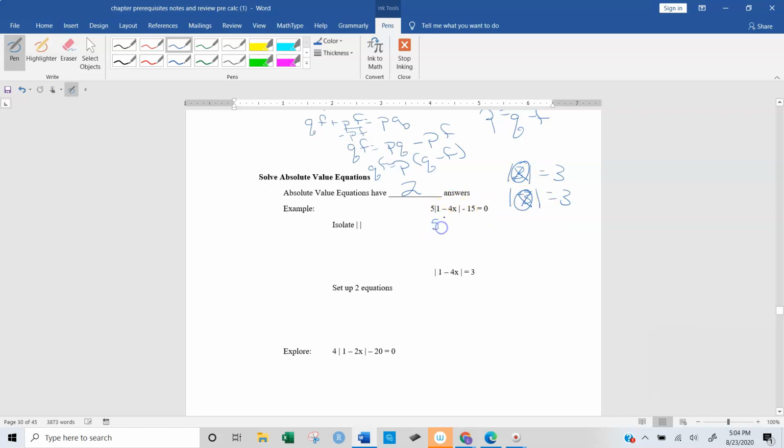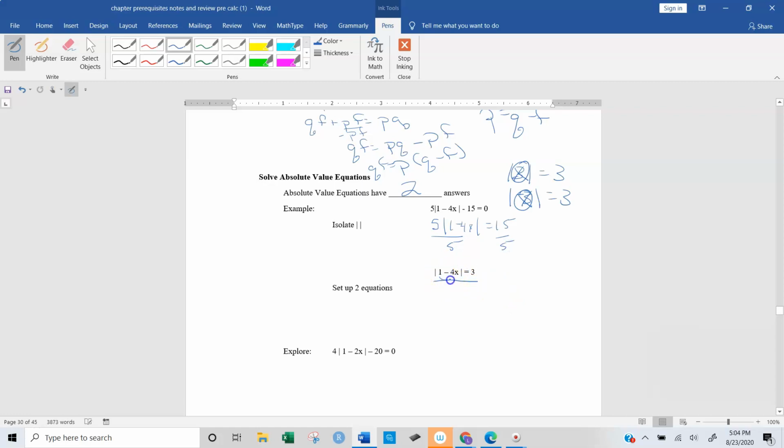So you do 5 times the absolute value of 1 minus 4x equals 15. Now you've got to get it alone, so we're going to divide by 5, just like parentheses. So now you're at the absolute value of 1 minus 4x equals 3.